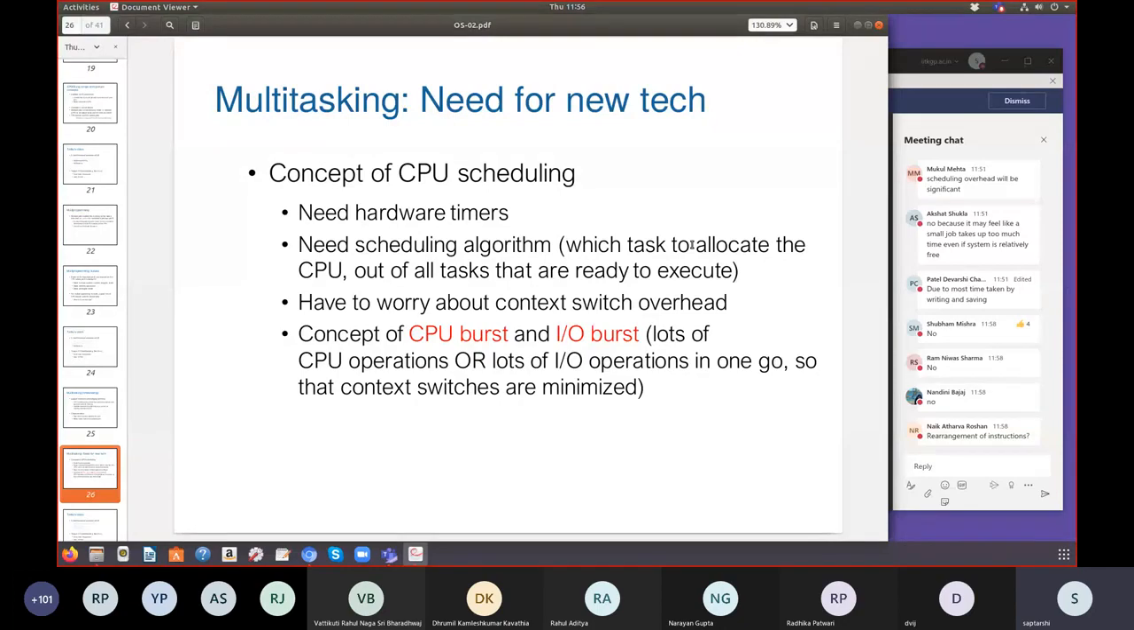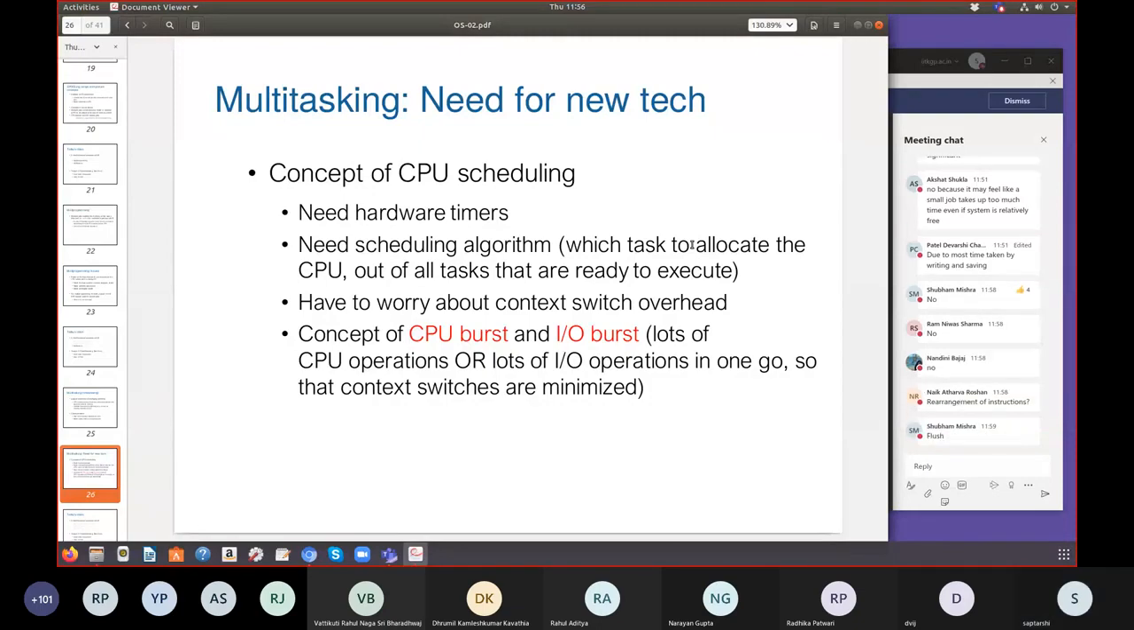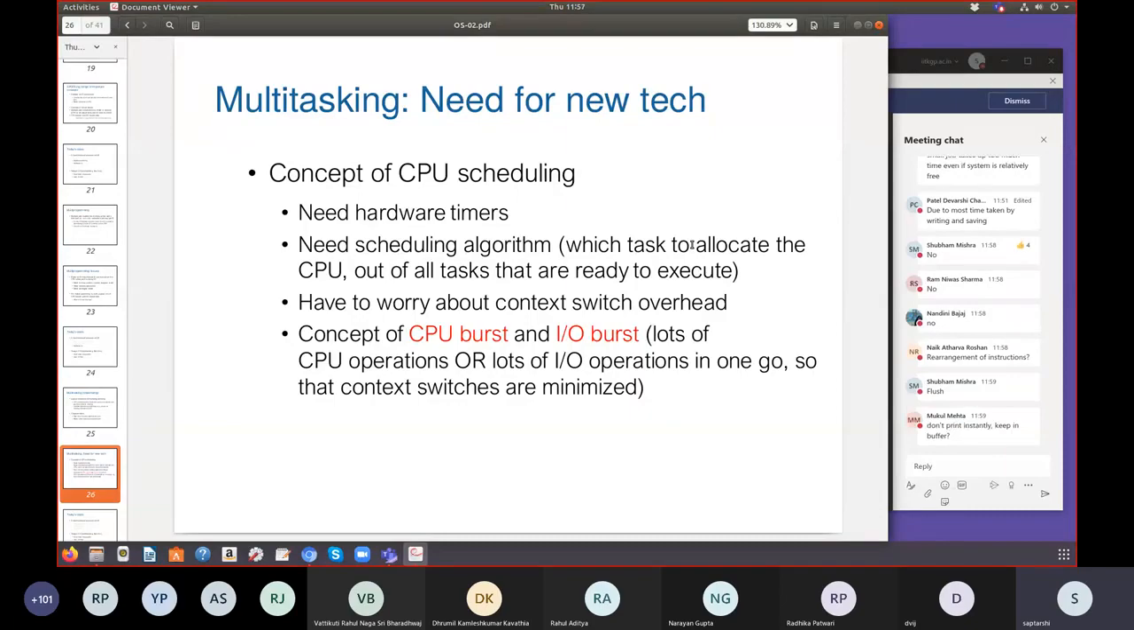So what do you think is done? We don't take care of it, but does someone take care of it? What do you think? Okay, I'm getting some answers. Someone said rearrangement of instructions, Atharva. Someone said flush, Shubham. Mukul says don't print instantly, keep in buffer, etc. Excellent. Is something like this done? Do any one of you know?